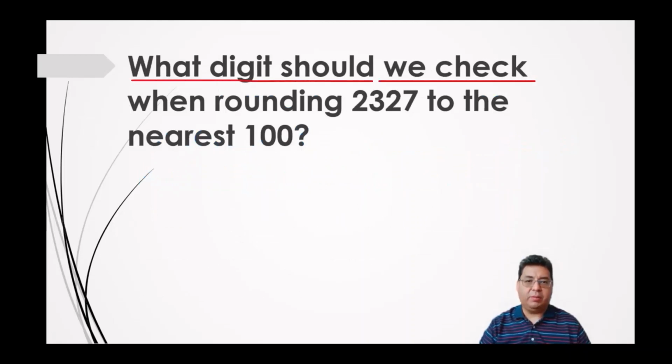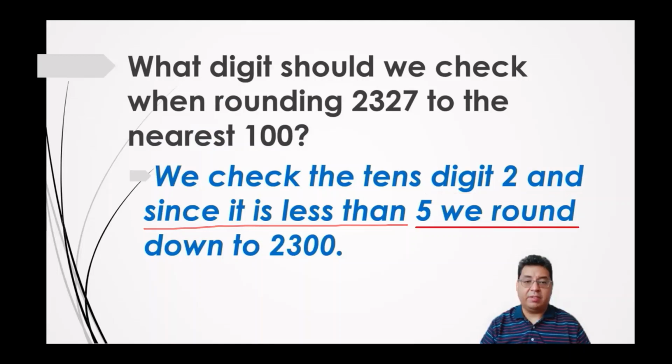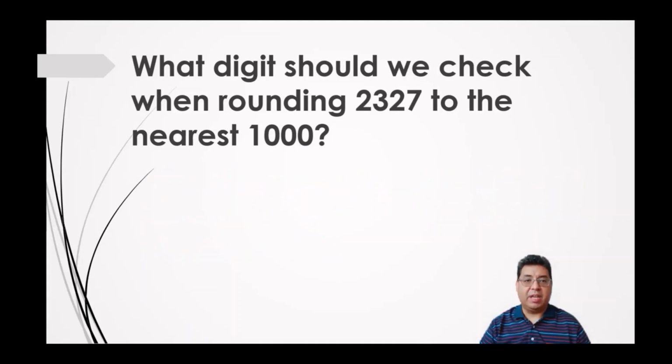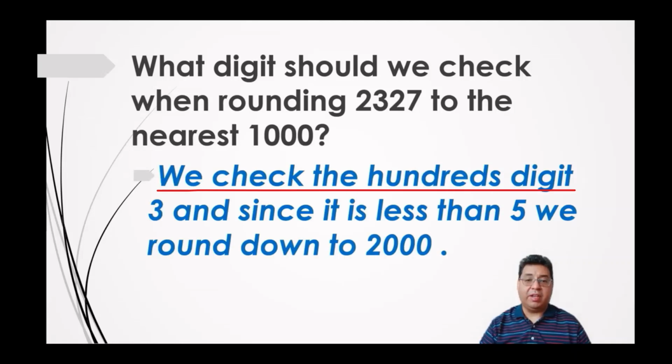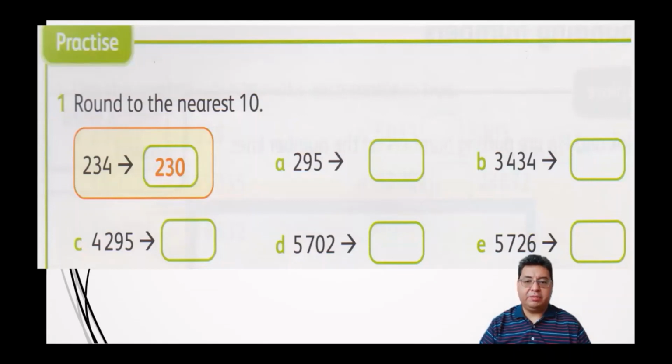What digit should we check when rounding 2,327 to the nearest 100? Again, after reading this carefully, we know that we check the tens digit 2, and since it is less than 5, we round down to 2,300. Okay, so you've got to remember that rule, especially with the number 5. If it's less than 5, you're always going to round down. Next question here is, what digit should we check when rounding 2,327 to the nearest 1,000? And we know that we check the hundreds digit 3, and since it is less than 5, we round down to 2,000.